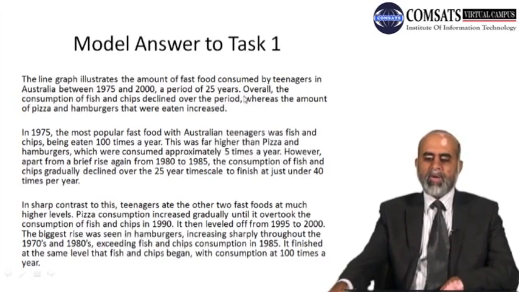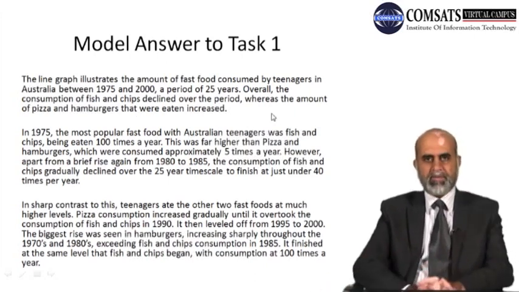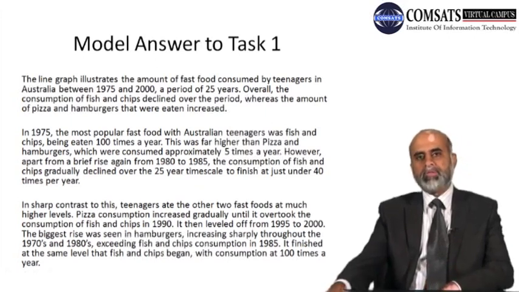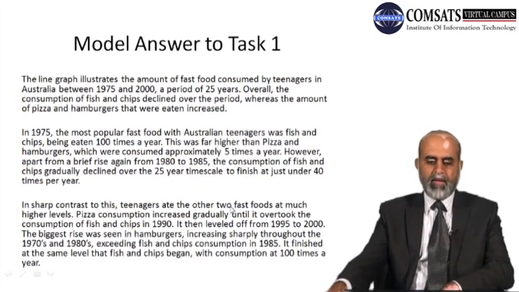And then in the second sentence you have the overall trend. Okay, so the overall trend is that consumption of fish and chips declined over the period, whereas the consumption of pizza and hamburgers increased. So you see, basically in this short descriptive report, you have got 3 paragraphs. In the first paragraph you have one sentence which gives the description, and the second paragraph gives the summary or the overall trend. Okay, whereas these 2 paragraphs describe the details.